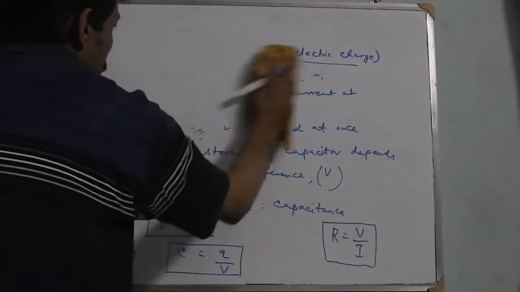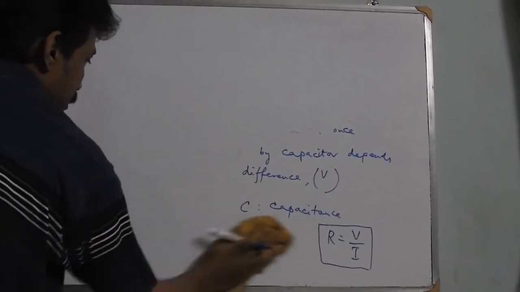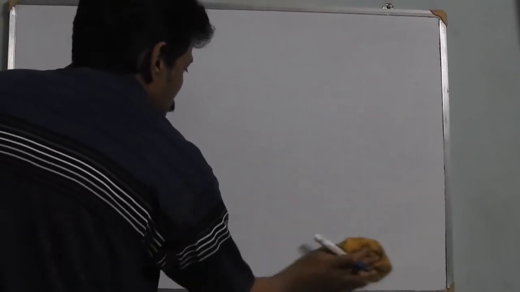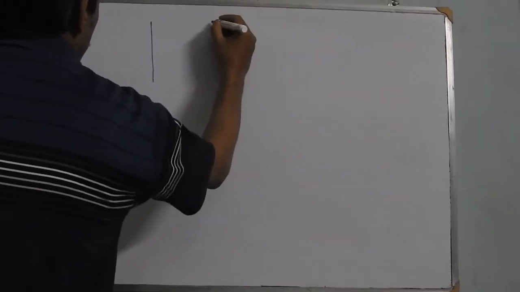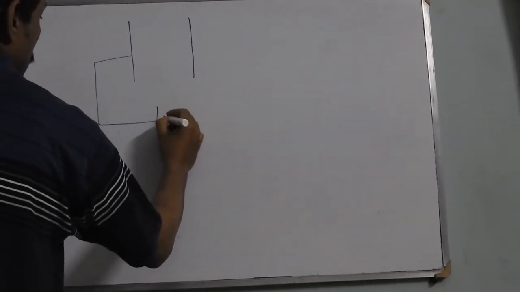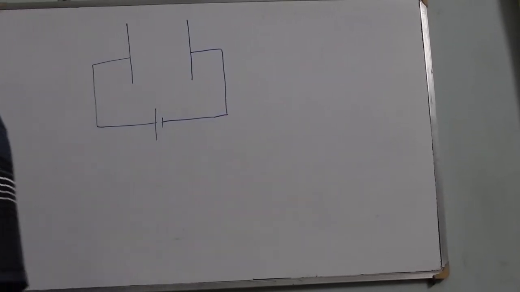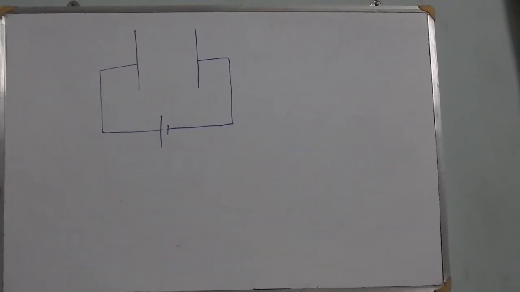So now, when a capacitor is charged, it is connected to a battery. Suppose this is a plate of a capacitor, this is another plate of a capacitor, and it is connected to a battery. The battery will act as a driver of the electrons. It just pumps the electrons from one plate to another.